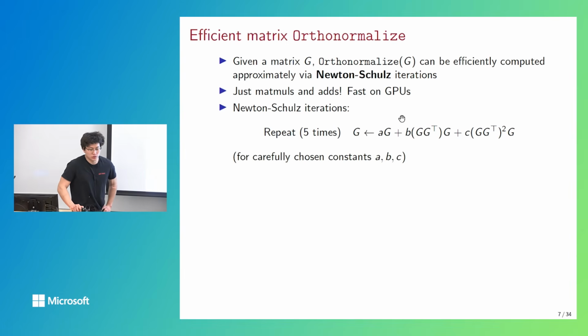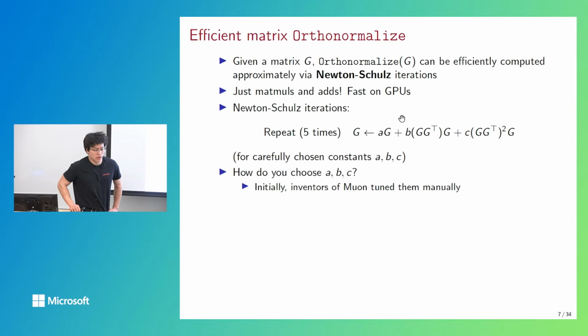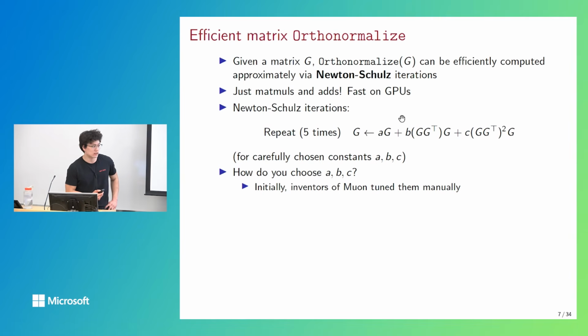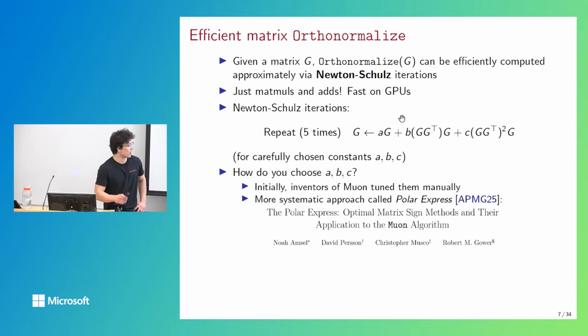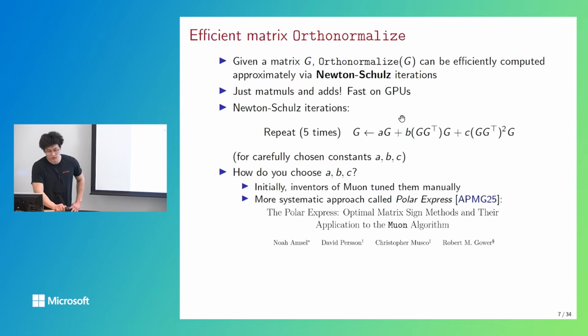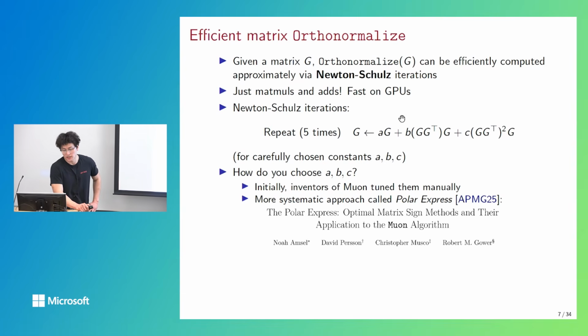So how do you choose these coefficients for the polynomials? The original inventor of Muon somewhat manually chose these coefficients to achieve this goal of orthonormalization. And I would like to introduce to you another recent work from last year that came up with a more systematic approach to come up with coefficients A, B, C, called Polar Express. So those who are interested, please check this paper out.